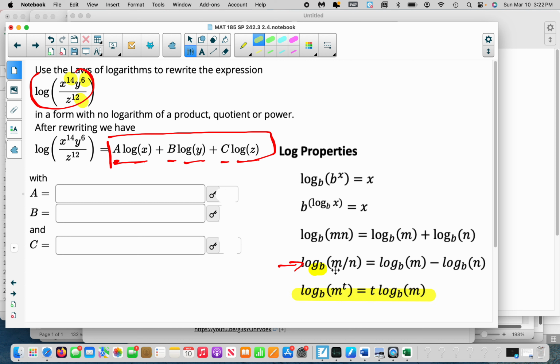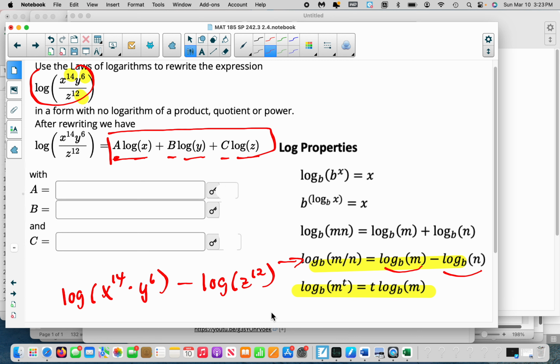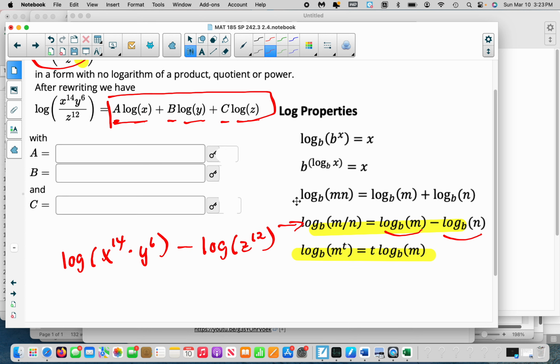Let's rewrite the quotient as the log of the numerator minus the log of the denominator. So the log of the numerator is x to the 14th times y to the 6th, minus log of the denominator, which is z to the 12th. That's a z. All right, so now look at what I have.